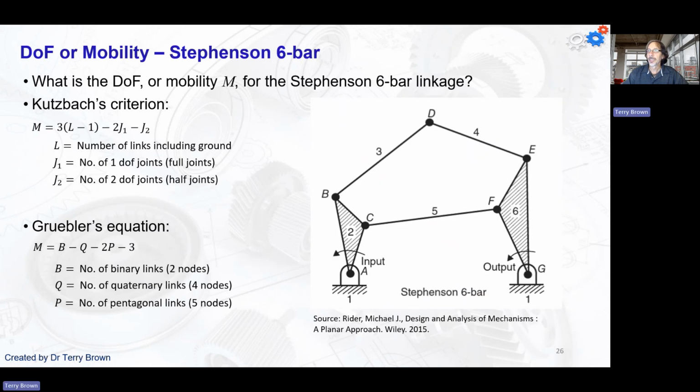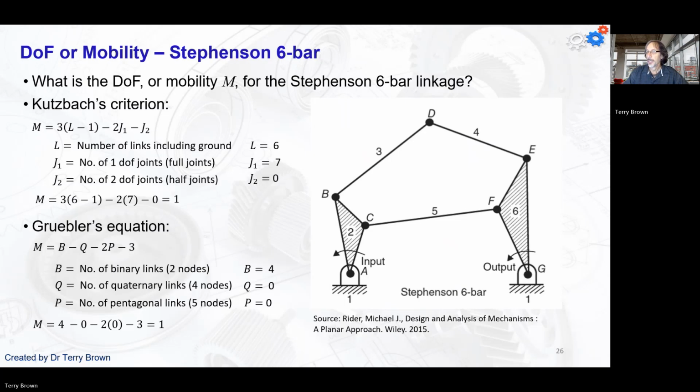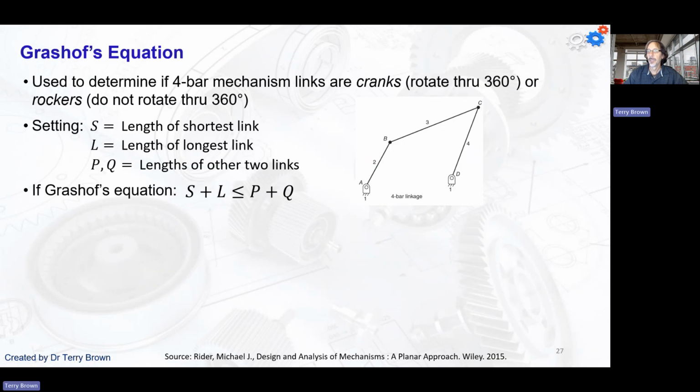And we can do the same thing again for the Stevenson 6-bar linkage. I'll leave you to do that. Hopefully you've had a go at that. I left blanks in the lecture notes for you to have a go. So I'm just going to put the numbers up this time and show you that it's a mobility of 1 for both. I recommend that you have a go at building this in SolidWorks just to see how it moves.